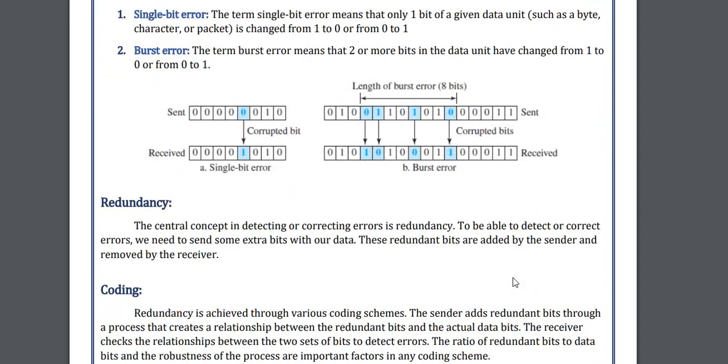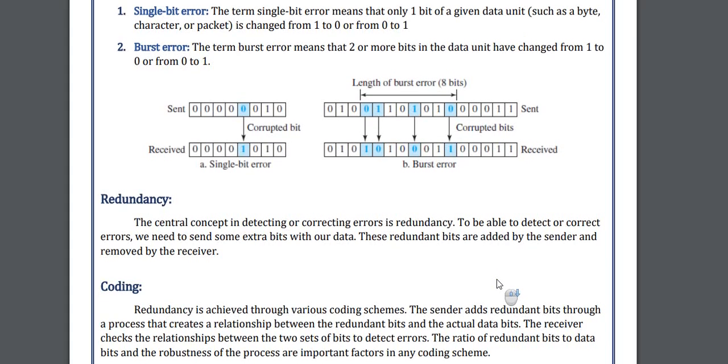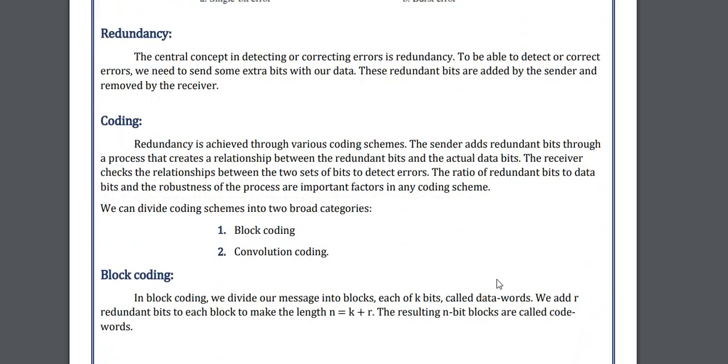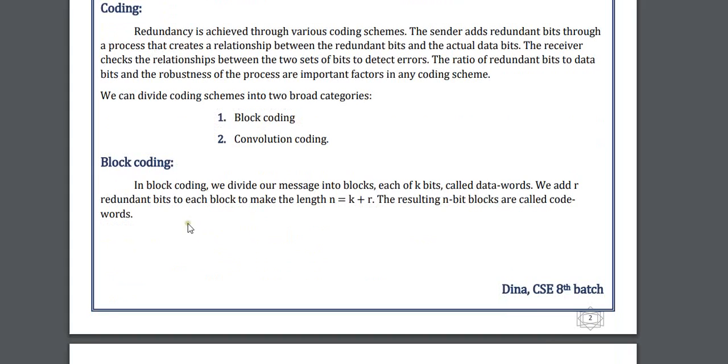Now the redundancy. Redundancy means the same data is sent and received again and again. It is known as redundancy. Now coding. In the coding section we already discussed block coding and convolution coding. In block coding, we divide messages into blocks known as data words.